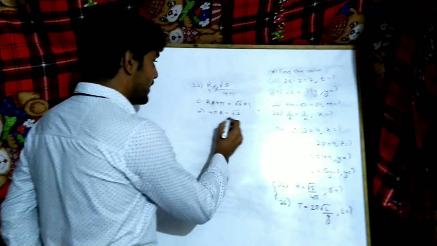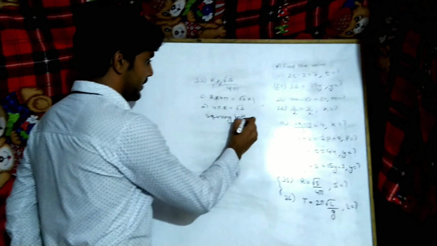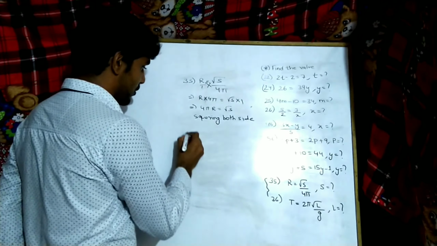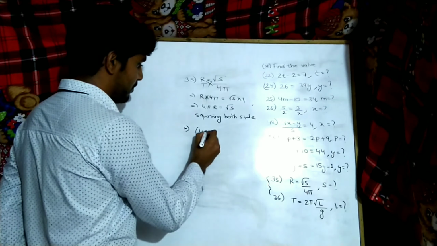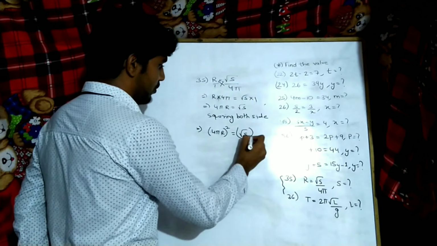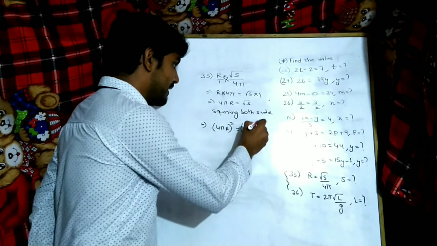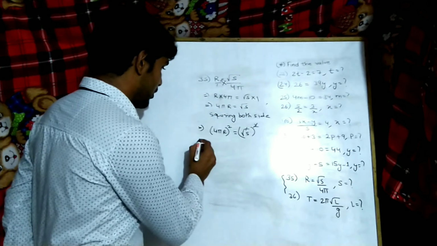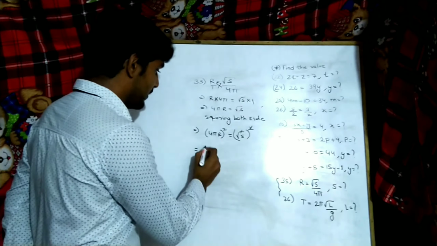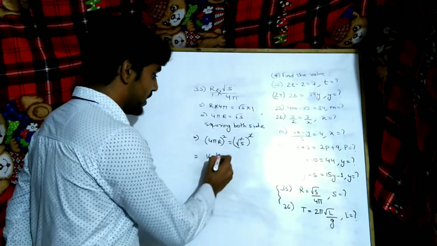Now squaring both sides. So I am doing squaring. 4 pi r whole square is equal to root s whole square. So remember one point, root and this square will be cancelled. Okay. So what is the 4 square? 16. What is pi square? Pi square only. R square? R square is equal to s. So this is the answer. Clear?